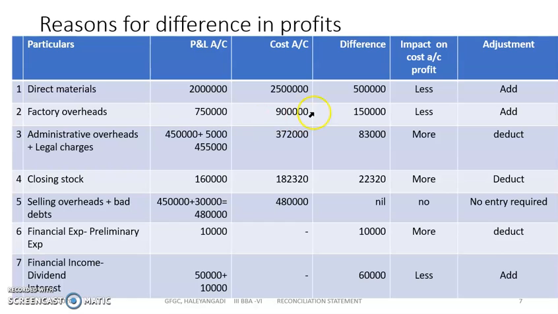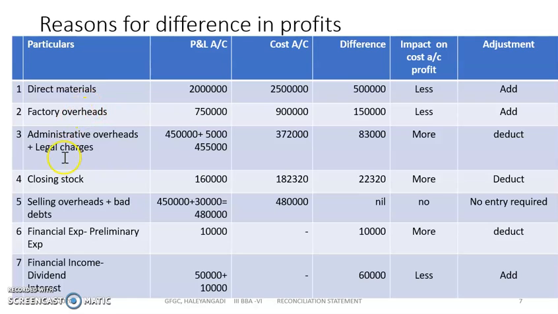Factory overheads, 7,50,000 is in your P&L account. Cost sheet only 9 lakh. Again, your expenses are shown more in the cost sheet, which means your cost sheet profits are less by 1,50,000. So you have to add this 1,50,000 to the cost account profit, to balance it with the P&L account profit.